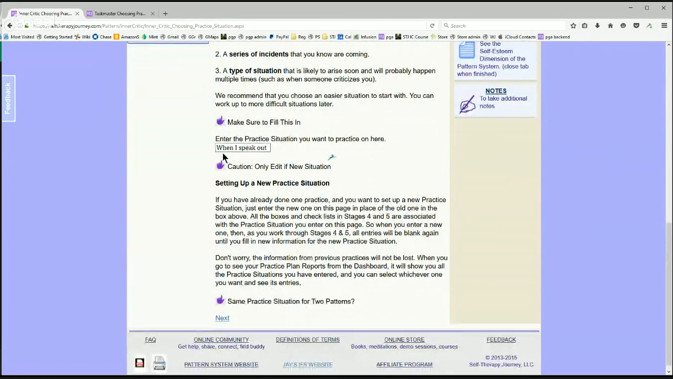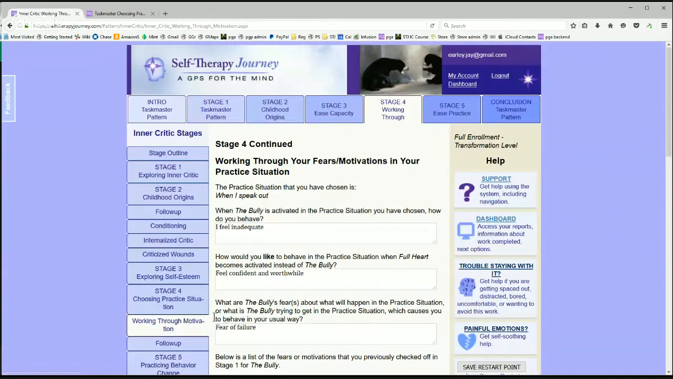Okay, so the practice situation that I've already chosen here is when I speak out, which means this is a situation where when I speak out, I tend to get attacked by my inner critic. I mean, this isn't true for me personally, but this is the example I'm using. Okay, so now once you've done that, you go on to the next, and these are almost like preliminary stage 4 pages.